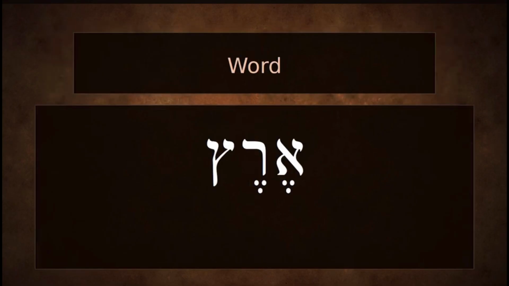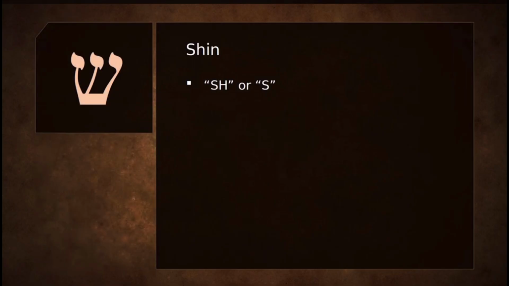Here is our next word. We have an aleph with a segol beneath it, then a resh with a segol, and at the end, a final tzadi. Let's pronounce this word. The aleph with the segol is pronounced eh. The resh is r. The segol is eh. And the final tzadi is ts. Altogether, this is pronounced eretz. Eretz means land.